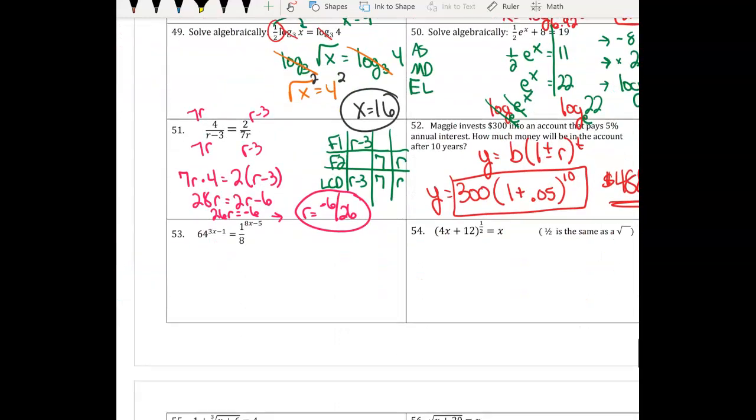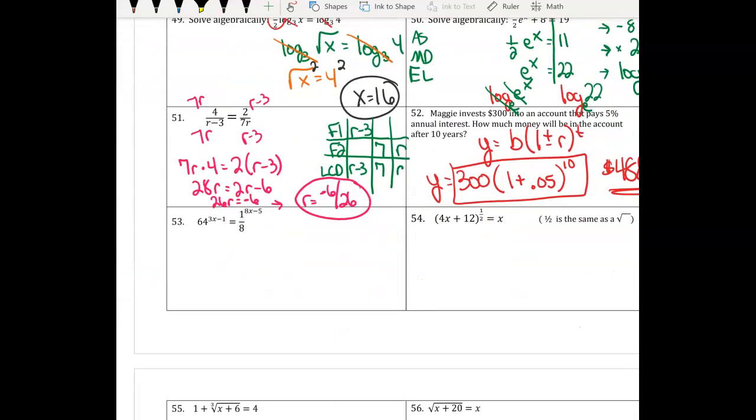All right, this one, again, I would probably follow last chapter's method and find a common base. A common base between 64 and 1/8 is 8. So 64 can be 8 squared. 1/8 can be 8 to the negative 1. And then I'll put my original exponents in parentheses. And now that those bases are the same, I'm going to cross them off and then go from there.